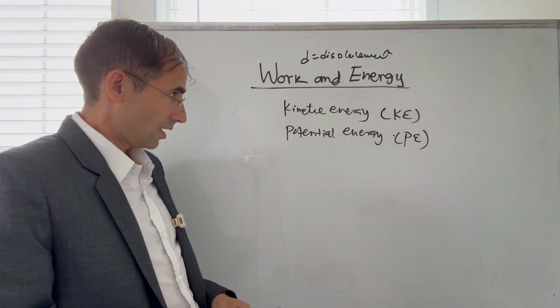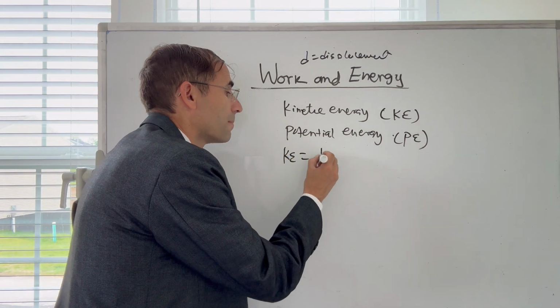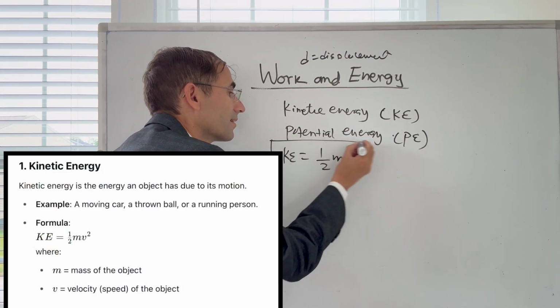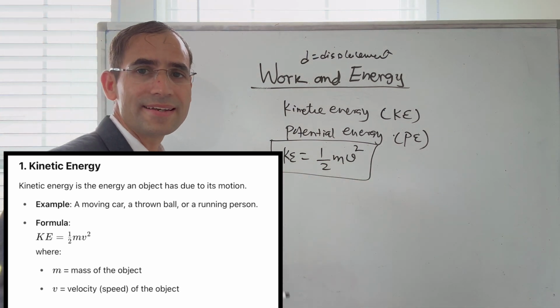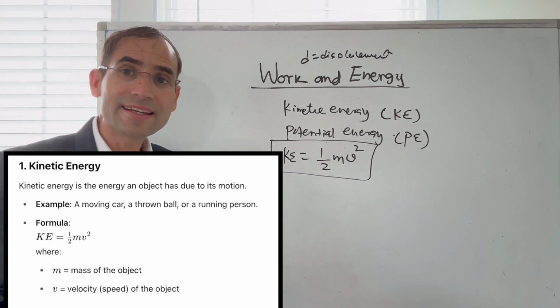The kinetic energy belongs to any body which has mass and is moving with a certain velocity v. So 1/2 times mass times velocity squared is the kinetic energy of an object. The energy due to motion is the kinetic energy.